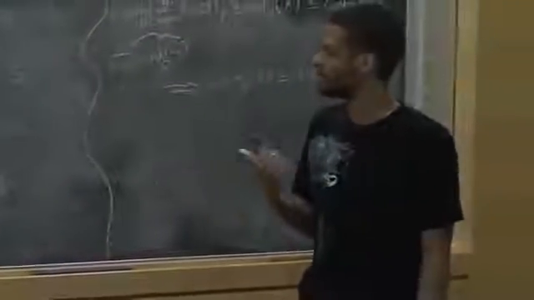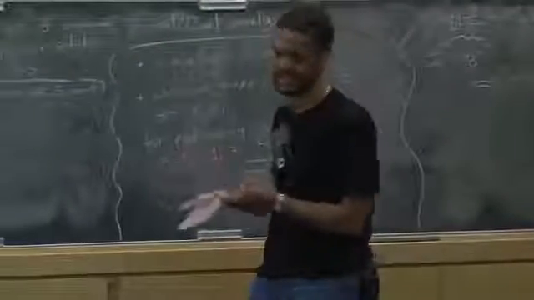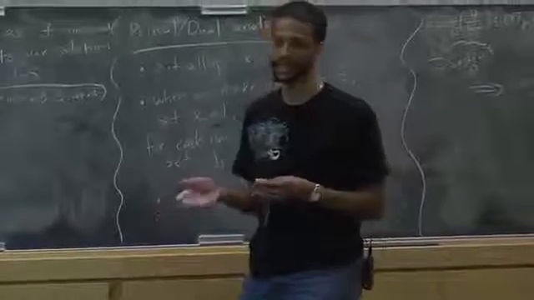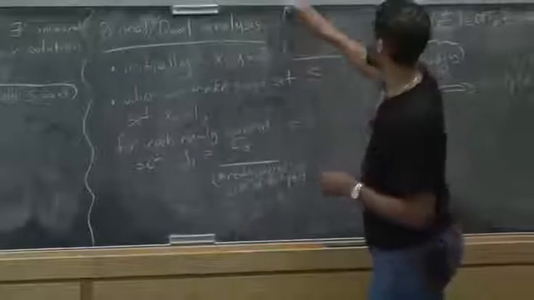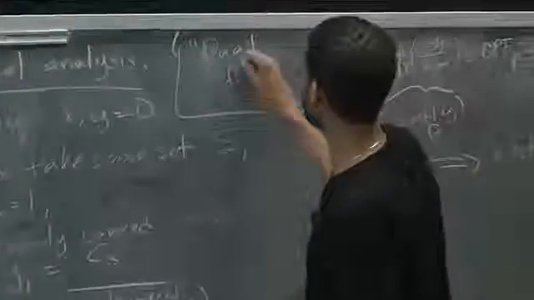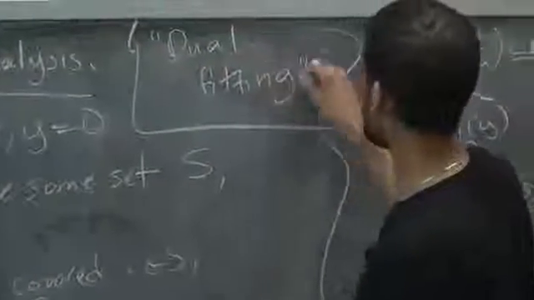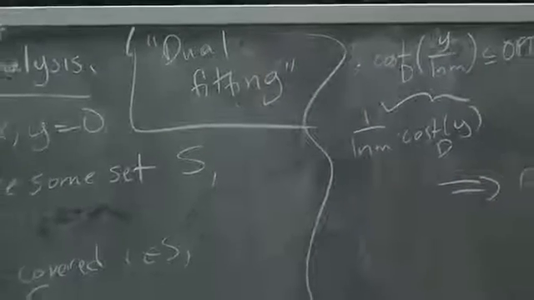Okay. By the way, this approach of violating the dual feasibility and then scaling down is called dual fitting. If you want a name to Google in your future, this is called dual fitting. This art of violating feasibility and scaling down.